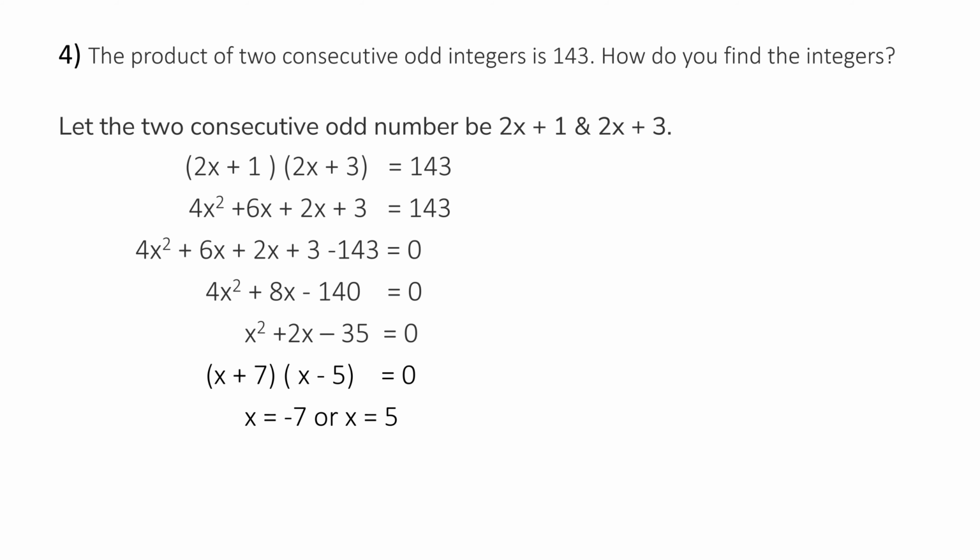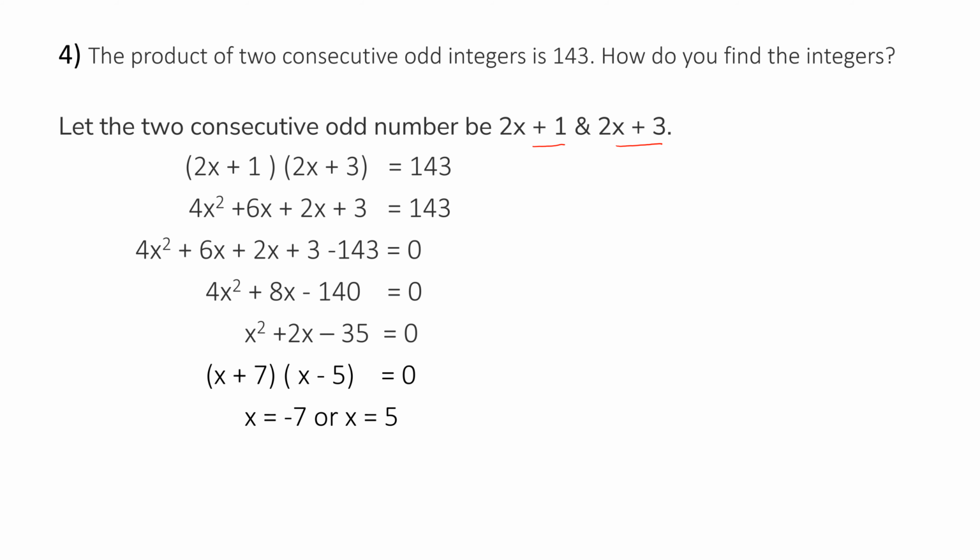Product of two consecutive odd integers is 143. How do you find the integers? So we have taken the two odd integers as 2x plus 1 and 2x plus 3. So the product is equal to 143. Just open the bracket. 2x into 2x is 4x square, 2x into 3 is 6x, 1 into 2x is 2x, and 1 into 3 is 3, equal to 143.